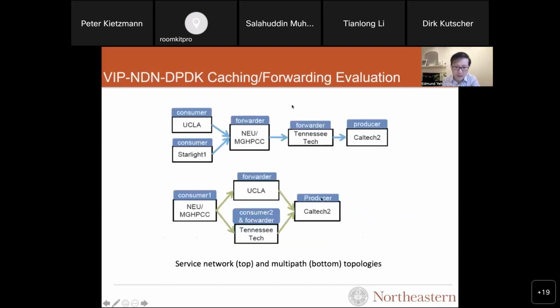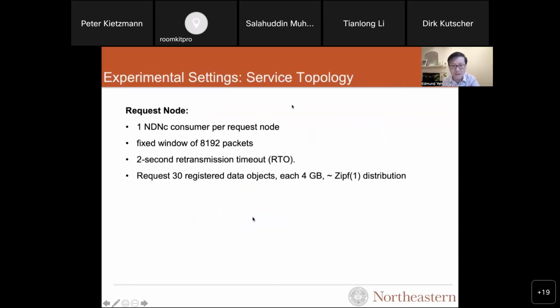And here we have 2 consumers, Northeastern and Tennessee Tech here, and forwarders at UCLA and Tennessee Tech. And you see here, the interesting thing is that we have 2 paths that we could go in, and you also have to figure out how to share the resources of the consumer and forwarder at Tennessee Tech.